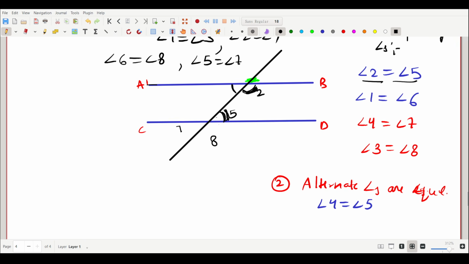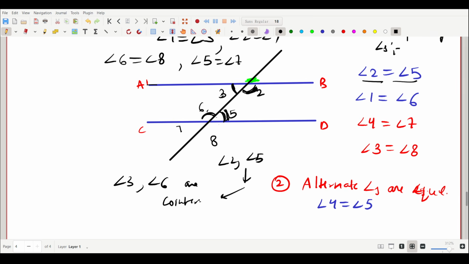Again, let's say this angle is 3. This angle is 6. So 3 and 6 are also inside. So angle 3 and angle 6 are co-interior angles. Angle 2 and angle 5 are also co-interior angles.